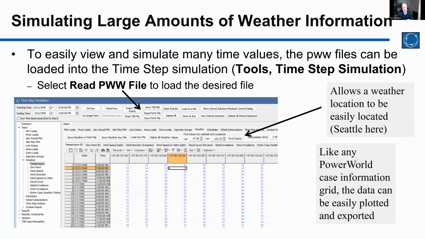particular PWW file. For North America, we are storing the data by quarters, so you can get a calendar quarter worth of data. For Texas, we store it for every 2 years, so you can easily get 2 years worth of data and look at it in the time step simulation. This is like any other PowerWorld case info grid, so you can easily plot the data or export it.